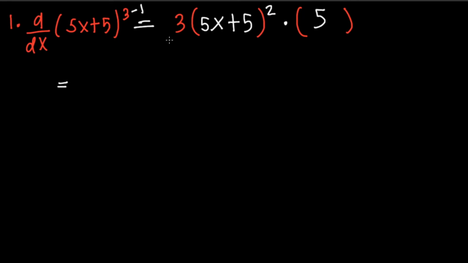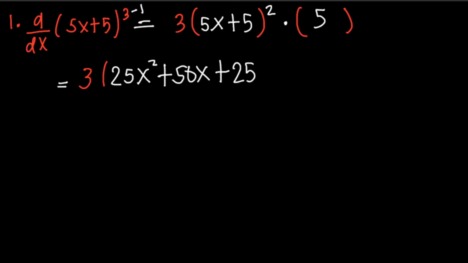All that's left is algebra. So, sasolve nyo na lang to using algebra. So, 3. And then, i-square mo to. Yung 5x plus 5. So, as a shortcut, square the first term. Twice the product of the first and the second term. So, 5x times 5 is 25 times 2 is 50x. And then, square the last term. So, 5 squared is 25. And then, ita times dito sa 5 na to.